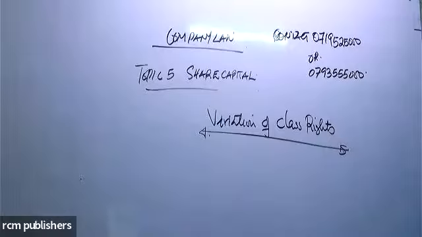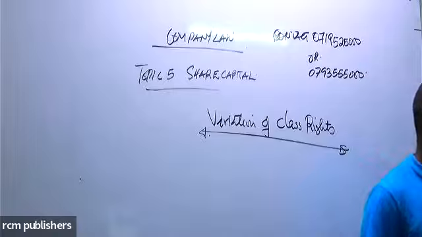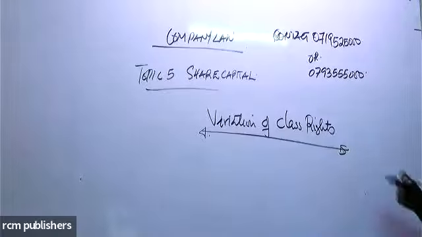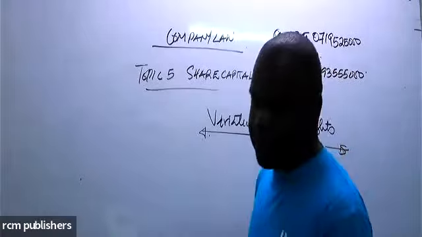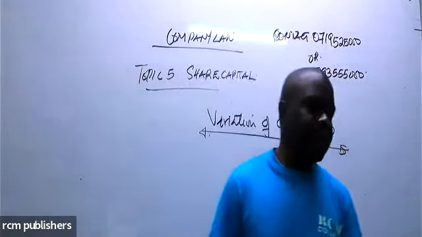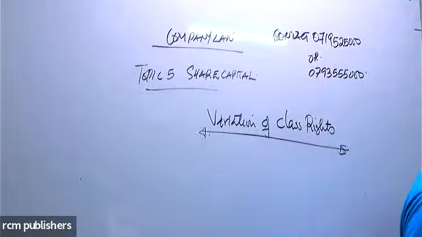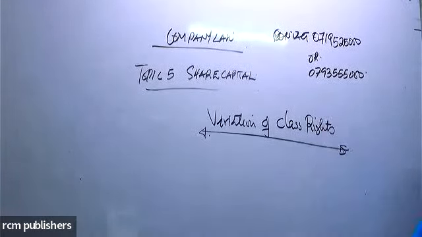So all these classes will not have the same rights. For example, if you are an ordinary shareholder, you will have these rights: you can control the affairs of the company, and you will be entitled to the residue of the company upon liquidation. If you are a preference shareholder, you'll be entitled to get dividends before any other class, at a specific rate. Those are what we call class rights.